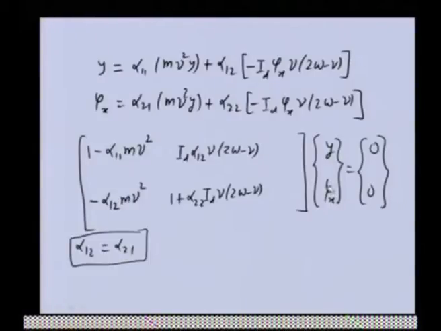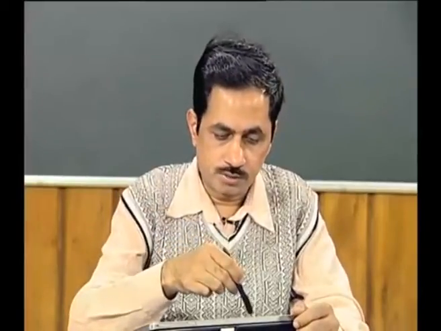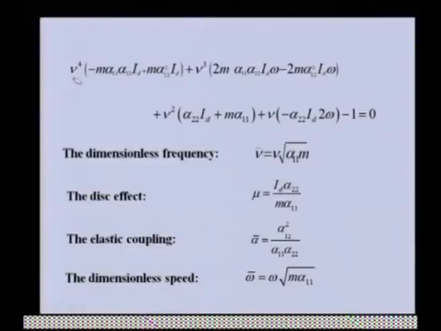For a non-trivial solution, we need to take the determinant of this equal to 0, and from this we will get a polynomial in terms of nu, and that polynomial can be written like this. This will be a 4th degree polynomial in terms of nu, which is the whirl frequency, and in general obviously we expect 4 roots, but here so many parameters are involved.